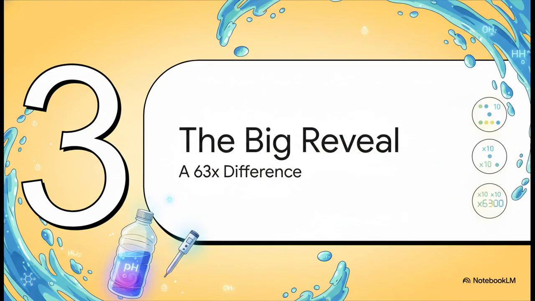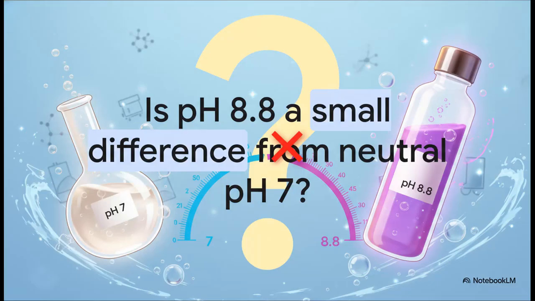All right, the moment of truth has arrived. We've learned the language, we've learned the code. Let's go all the way back to that water bottle and finally reveal what that small difference on the label actually means in the real world. So let's ask our original question one more time. Is a pH of 8.8 really just a little bit different than neutral water at pH 7? The difference on the scale is only 1.8. So is it a big deal or not?